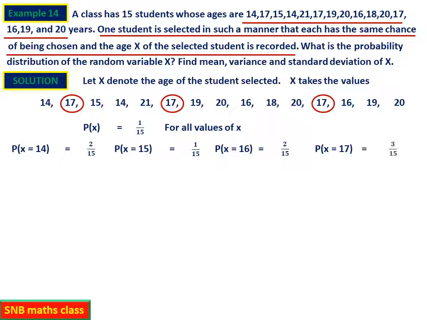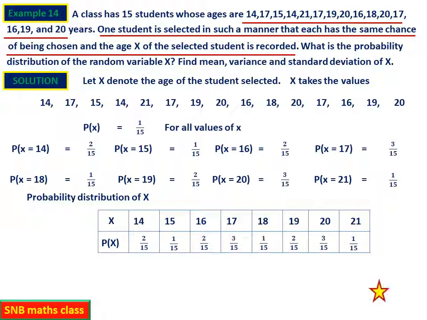So 17, there are 3 values, so it is 3 by 15. Then probability x equal to 18, there is only 1, so 1 by 15. Then probability x equal to 19, there are 2 values, so it is 2 by 15. Then probability x equal to 20, there are 3 values, so it is 3 by 15. And the last one, probability x equal to 21, this is only one value, so 1 by 15. So these are the probabilities of the corresponding random variables.